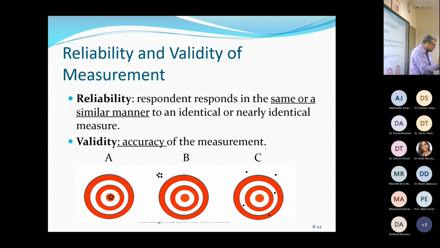It is measuring something. But it's not measuring exactly what you want to measure. But it is measuring something. It is reliable, but not valid.